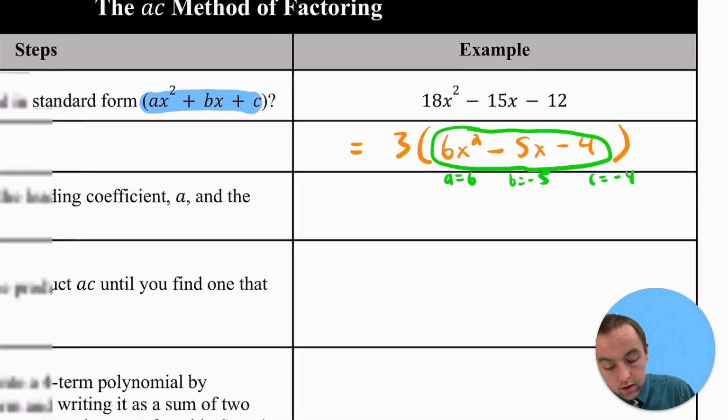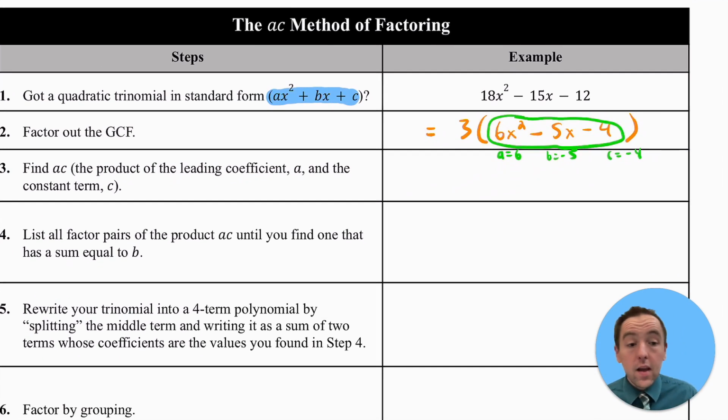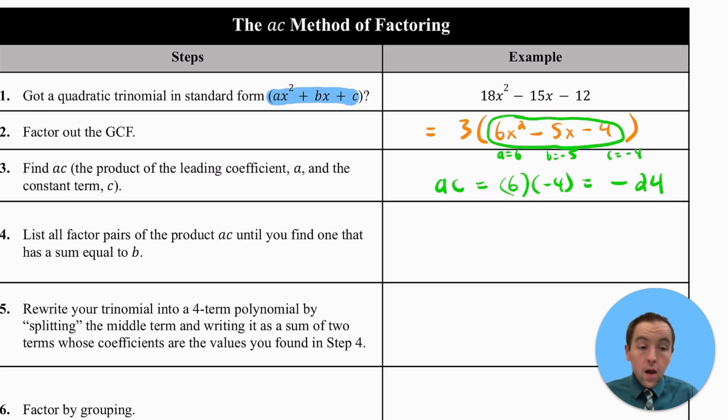So what we need to do is find AC. This is why it's called the AC method. We need to find what AC is, in other words, A times C. In this case, it's 6 and negative 4 multiplied with one another, which gives you an answer of negative 24. Okay? So once we find what the AC number is, then we jump to this fourth step right here: we need to list all of the factor pairs of the product AC until we find the one that has the sum equal to b.